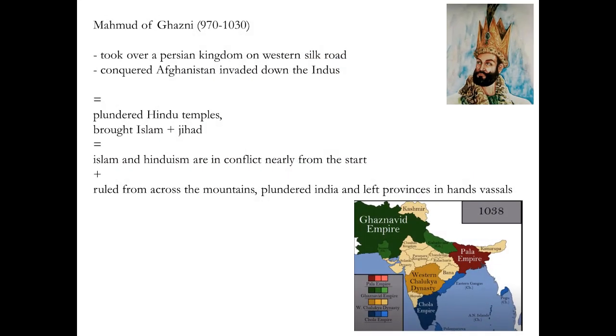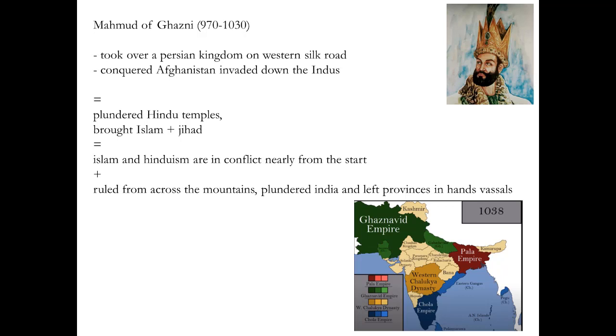Okay, well, our first invader is Mahmud. Mahmud of Ghazni. Around 1000 AD. So while the European world is descending into the Dark Ages, or coming out of it after the creation of the Holy Roman Empire, Mahmud takes over a Persian kingdom on the Western Silk Road. He will then conquer Afghanistan.